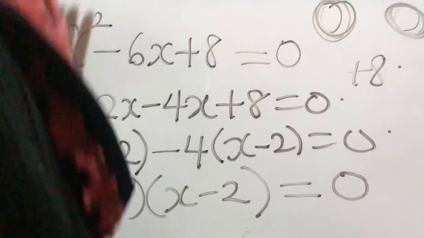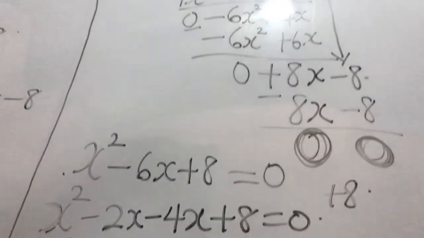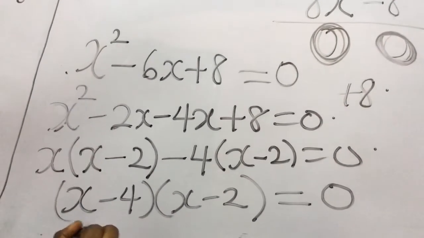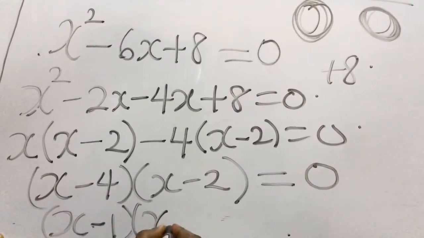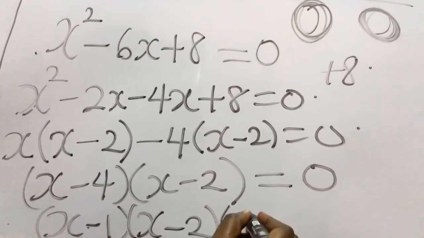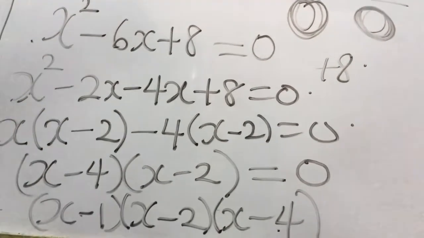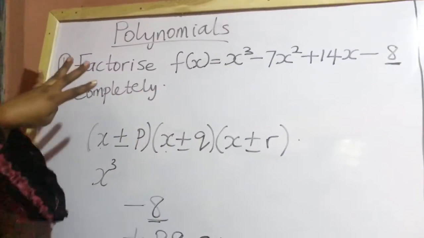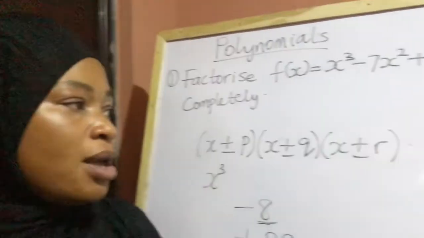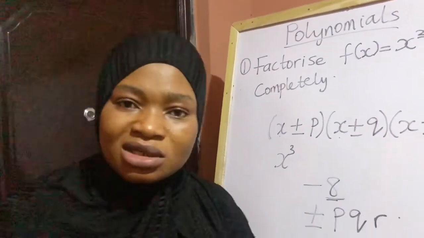So here now, I will multiply this one, which is the first factor, by the two factors that I've gotten now. So x minus 1 multiplied by x minus 2 multiplied by x minus 4 will be the factors of this polynomial, x cubed minus 7x squared plus 14x minus 8. So that is how to factorize a polynomial completely. You can see that we were not given any divisor. We were not told to do division or whatever.